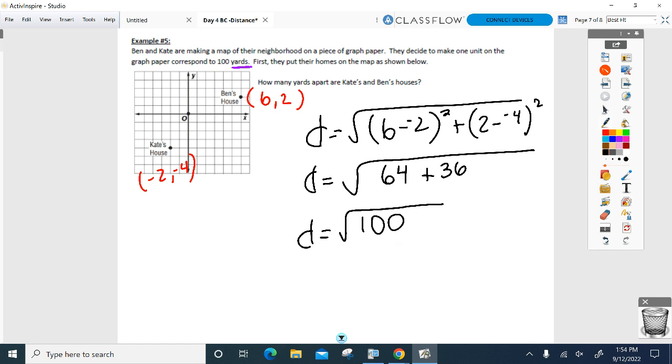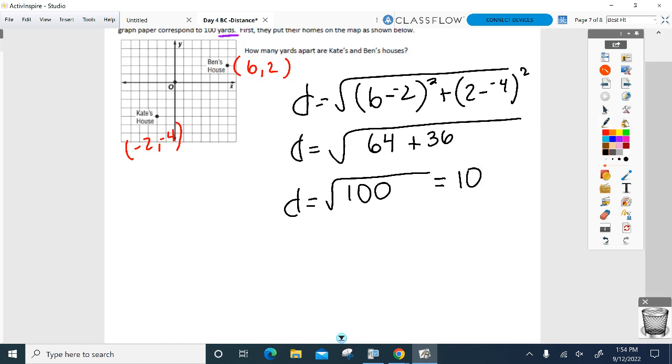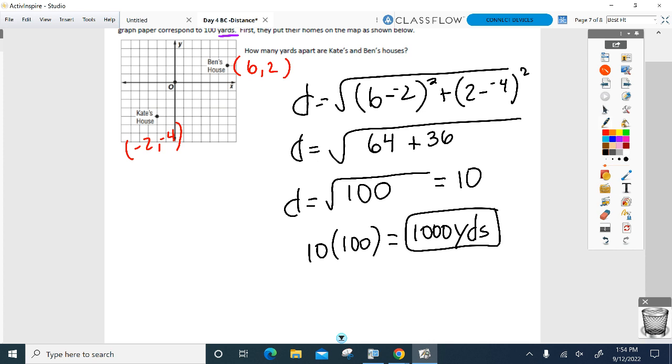100, the square root of which is equal to 10. The distance between their houses is 10 units. 10 units, but in yards, I multiply that by 100: 1,000 yards. And since we are in honors, if your problem has units, so does your final answer, yards. Okay. Questions there? Okay, I'm moving on.